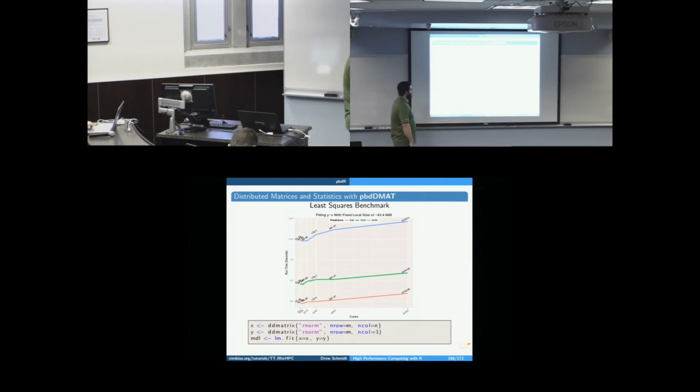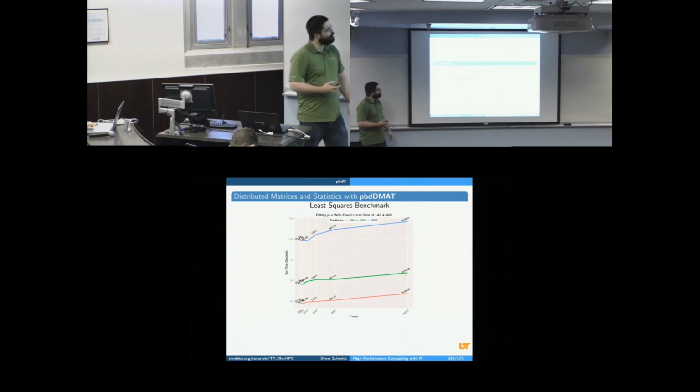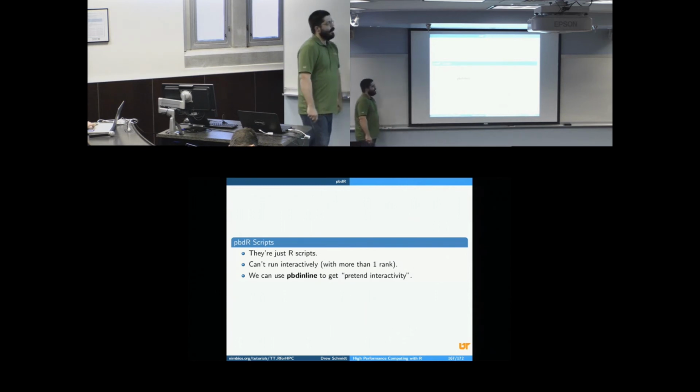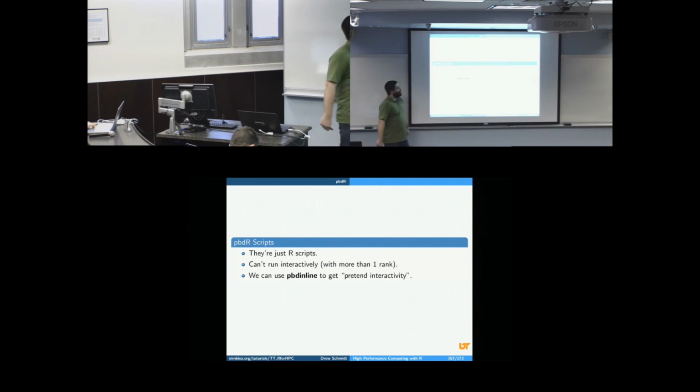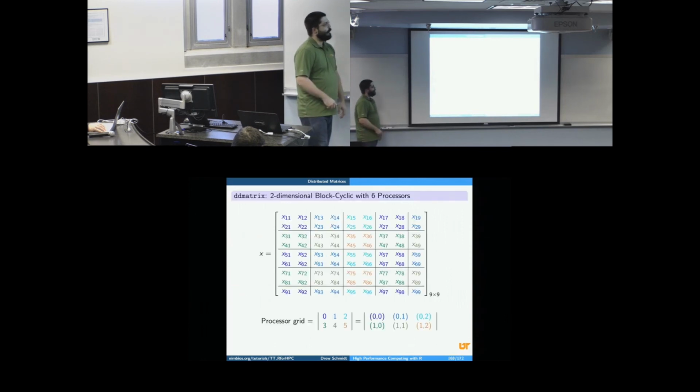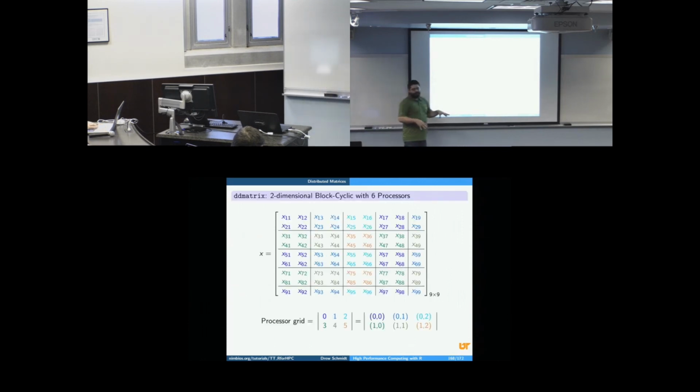Looks like R, right? Every one of those 20,000 cores is running this program and only operating on the data that they need. So the scripts, they're just R scripts. Right now, it's exclusively batch. We're writing a client server to be able to interact with these things, but for the moment it's batch. We can get pretend interactivity with a couple of tools that we have, but not worth spending a lot of time on. How does the distributed matrix stuff work?